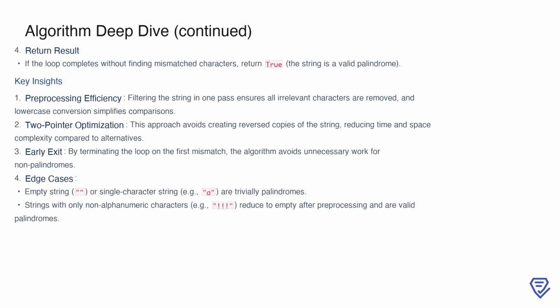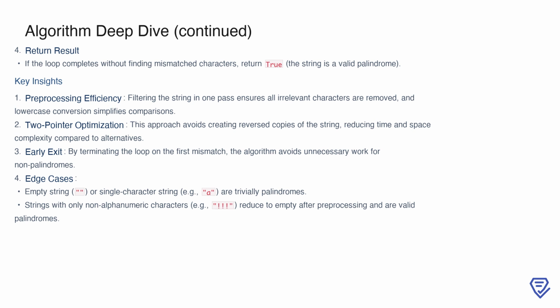Once the two-pointer comparison is in progress, the loop continues as long as the left pointer is less than the right pointer. At each step, the characters at the two-pointer positions are compared. If any mismatch is found, we can immediately conclude that the string is not a palindrome and return false.